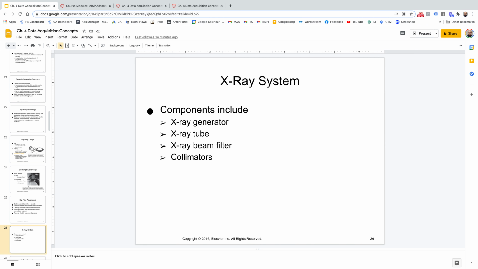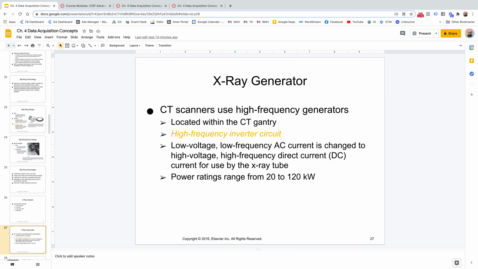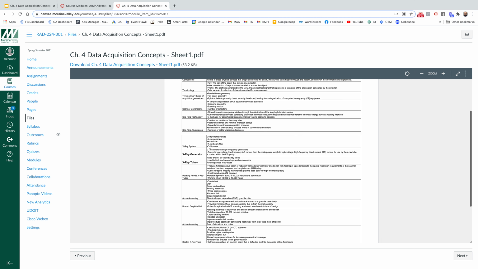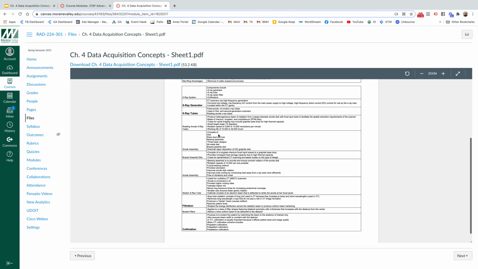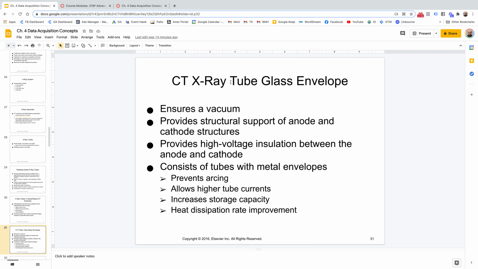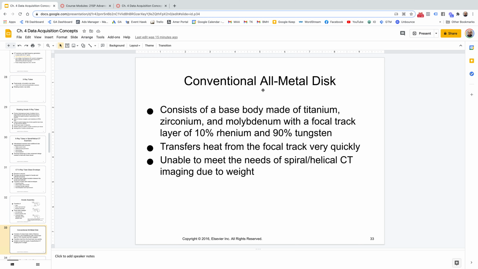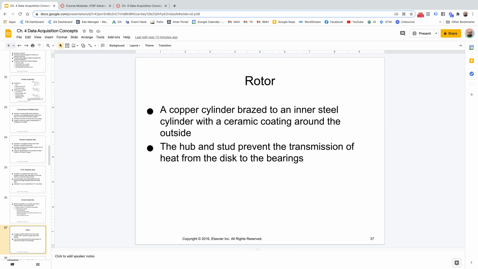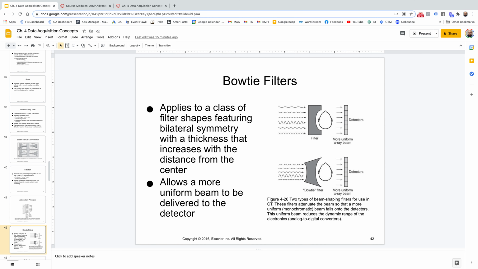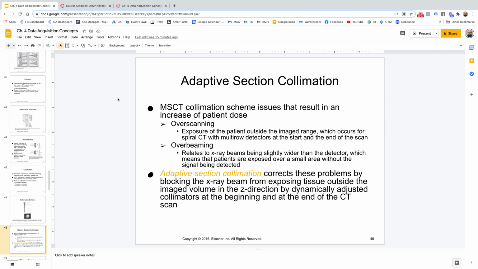All right, X-ray components. So what are the components of the X-ray system in the CT scanner? You have the X-ray generator, the tube, the beam filter, and the collimators. And same deal, you go here. We can X out of this. You go here, and now you have them broken down real nice and easy, what each one is, what it does. So go ahead and read through these. Anode assembly. Let's see if there's anything that can get confusing that I need to go over with you guys.